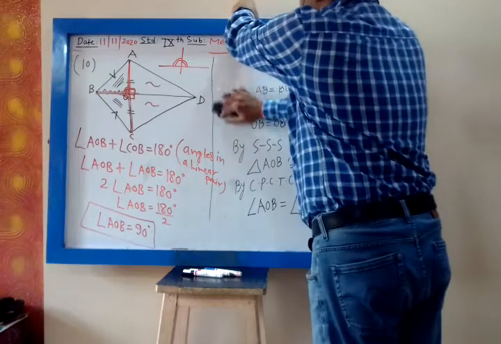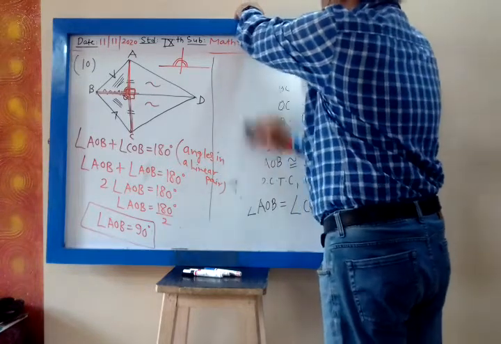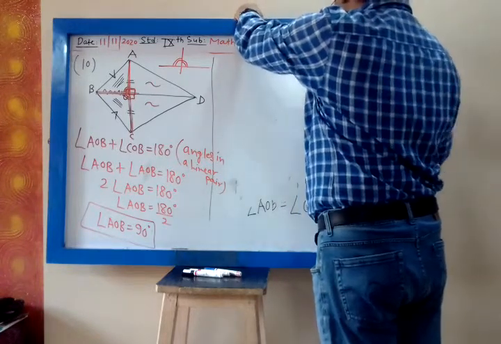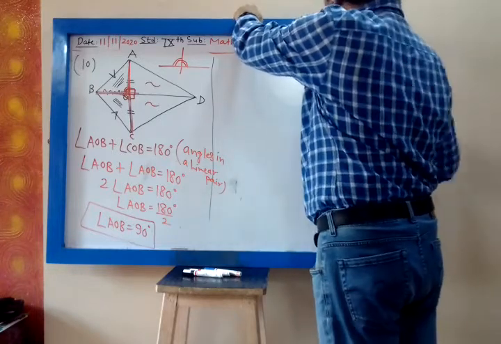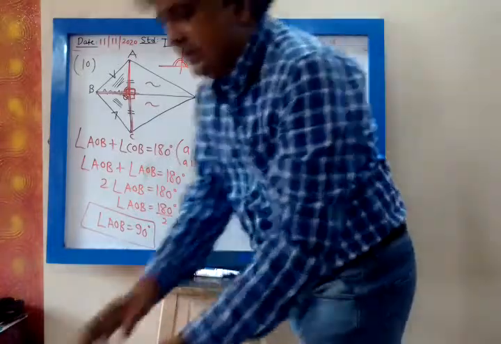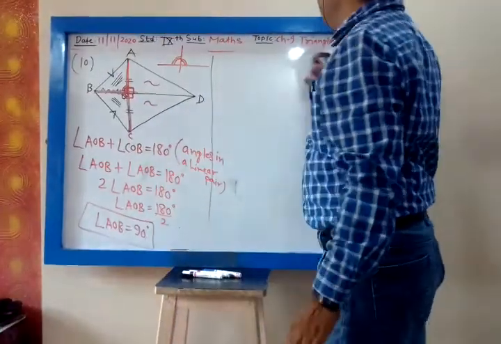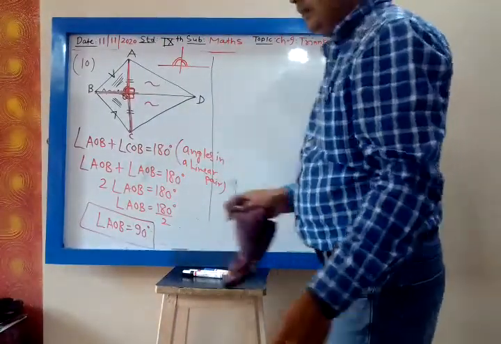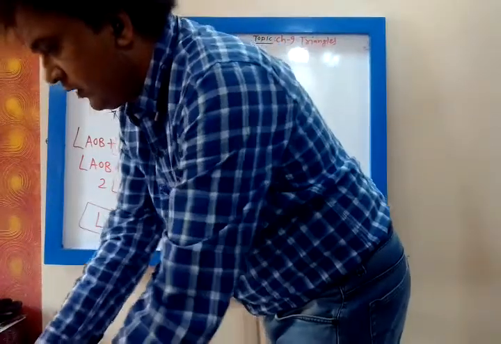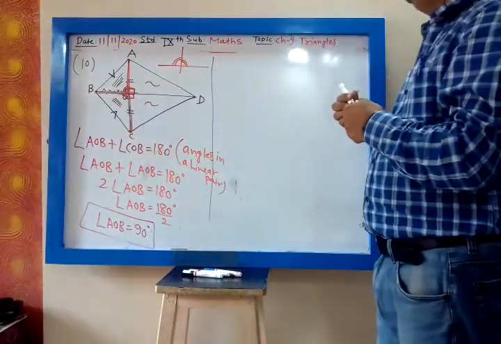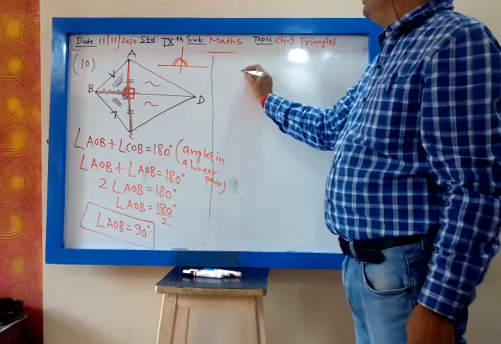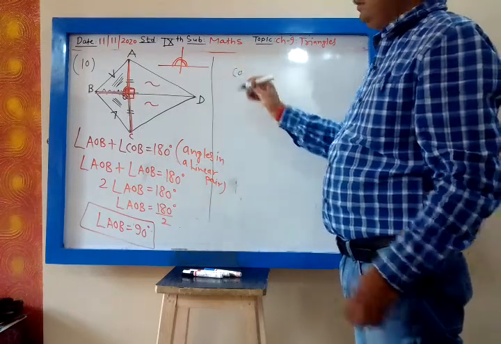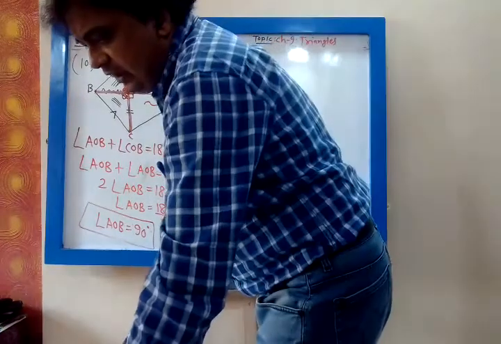Looking the same is different from congruency. Now we want to prove that they are congruent. So I will consider triangle AOD and triangle COD.